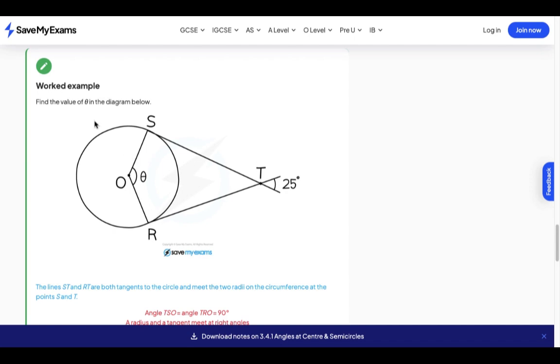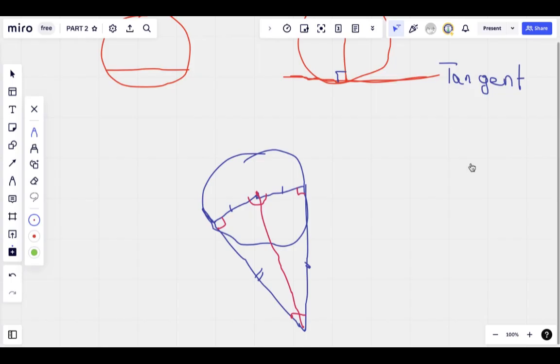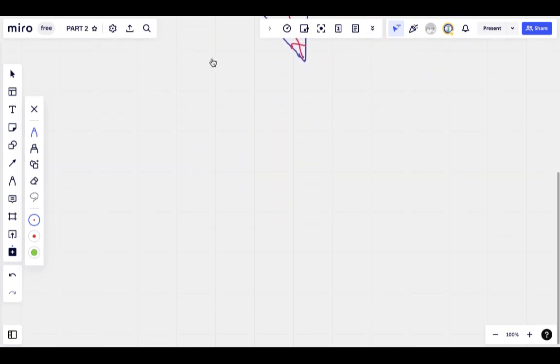So find the value of angle theta in the diagram below. Now he said we should find the value of angle theta, this angle, in the diagram below. Okay? So if we have this, let's say question 1.